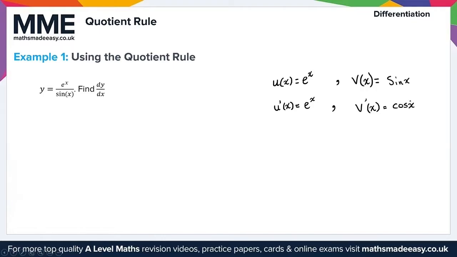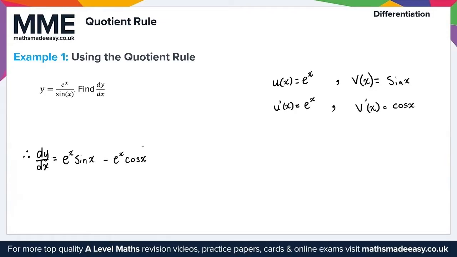And now all we need to do now is find dy by dx using our formula. So therefore, dy by dx here is simply found using the formula of v of x times u prime of x. So v of x here is going to be sine x times by u prime of x. So we're going to get e to the x times by sine x. Okay, and we minus now u of x times v prime of x. And in that case, that's going to be e to the x times by cos x. So that's minus e to the x cos x.